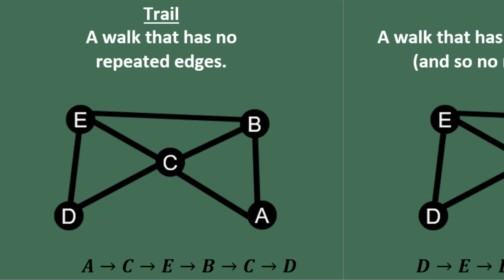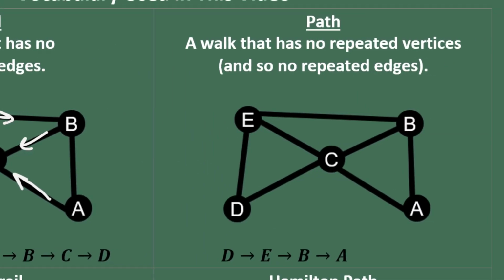For example, here we have the walk from A to C, C to E, E to B, B to C, and C to D. In a trail, there are no rules about the number of times we intersect a particular vertex. Now let's talk about the definition of a path.